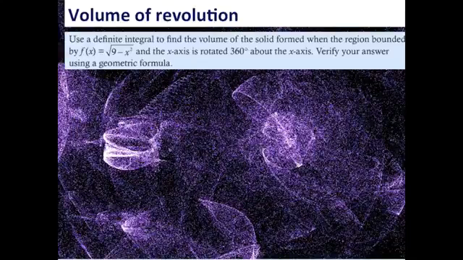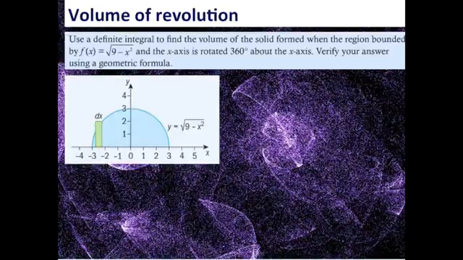Right, let's have a look at a calculator question now. So, use a definite integral to find the volume of the solid formed when the region bounded by f(x) equals root of (9 minus x squared) and the x-axis is rotated 360 degrees about the x-axis. Verify your answer using a geometric formula. So we've got something that looks a bit like this, a semicircle. I'm going to rotate it around the x-axis.